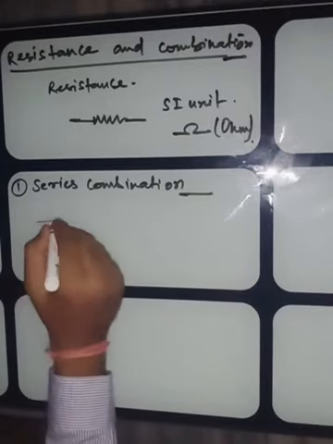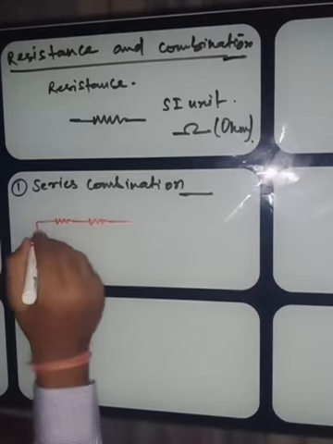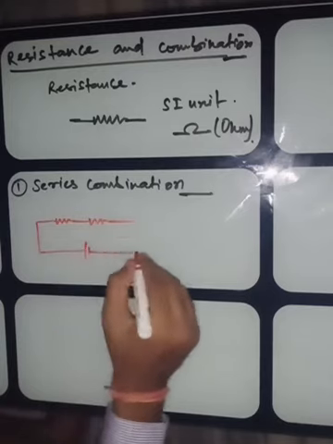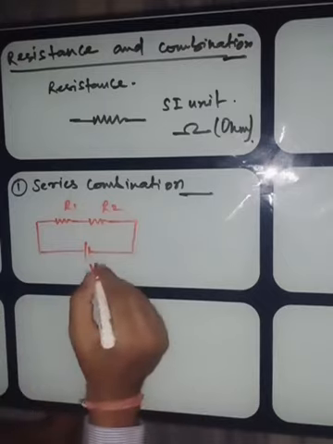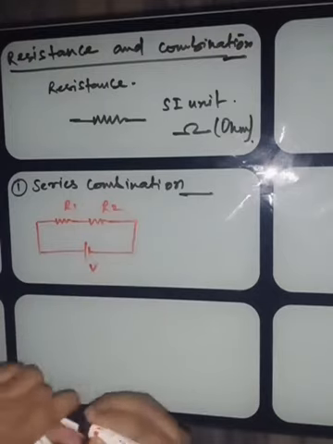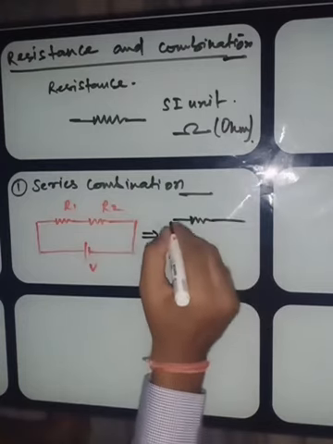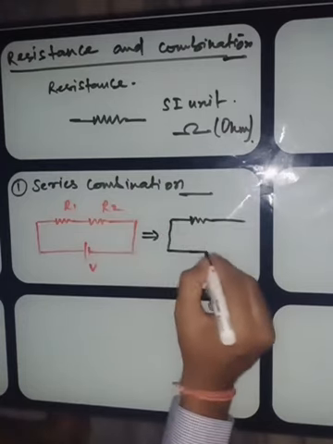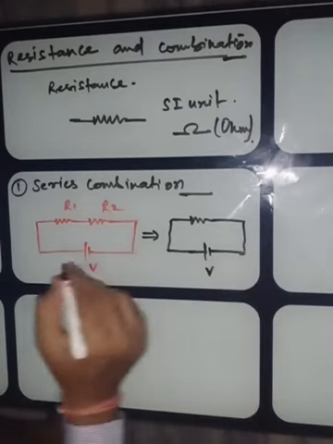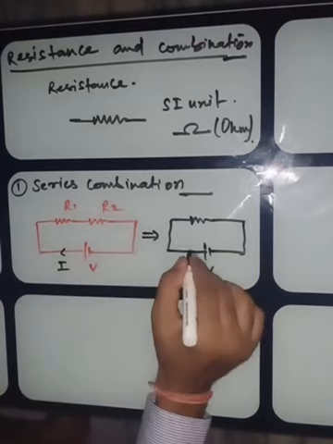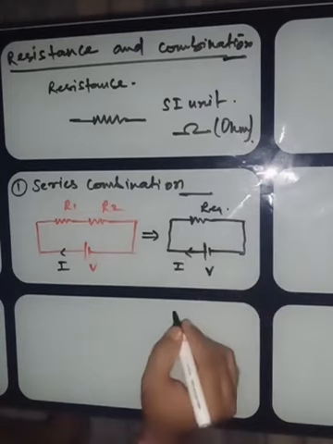Suppose you have two resistors connected in series with a battery. Suppose R1 and R2, the battery voltage V. What you have to do is find one resistor on behalf of this one. But the condition is what? You have to maintain the same voltage. If it is drawing the current I, then this will also draw the current I, and this could be considered the R equivalent, my dear student.